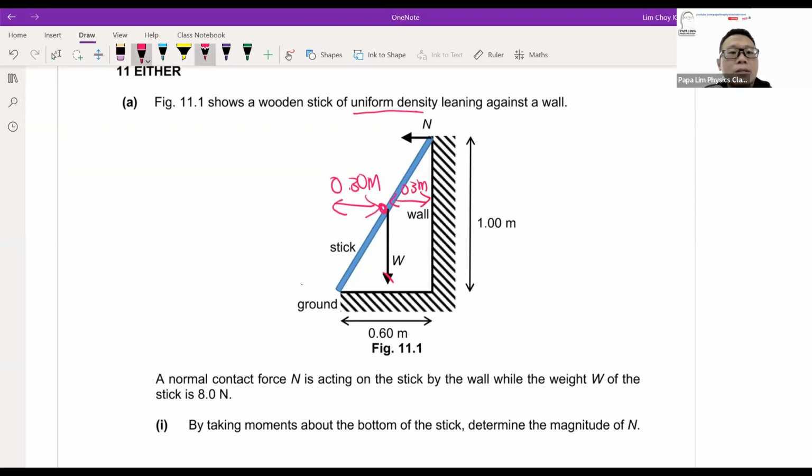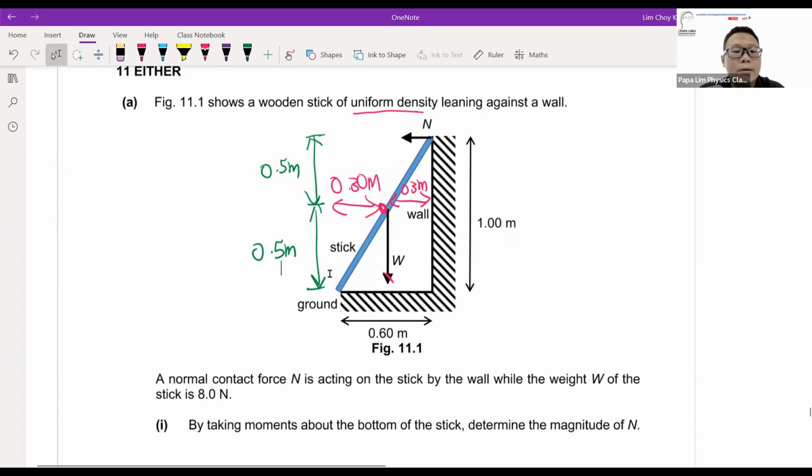Similarly, vertically, because it's uniform, it will also be at the halfway mark. So this will be 0.5 meter. This will be 0.5 meter. So just take note of these hidden details or small details. Because your weight is in the middle of the stick, based on similar triangles, you'll find that the horizontal and the vertical distances will be at the halfway mark for each of them.